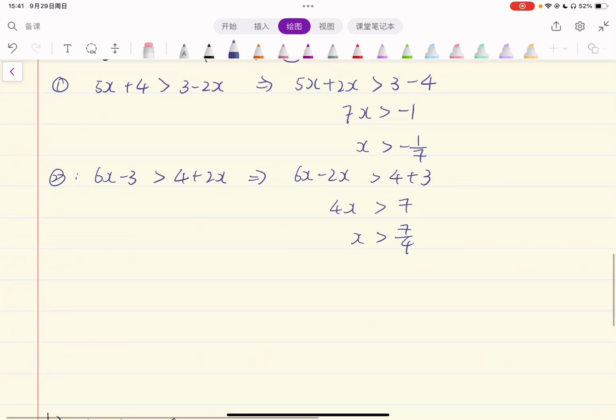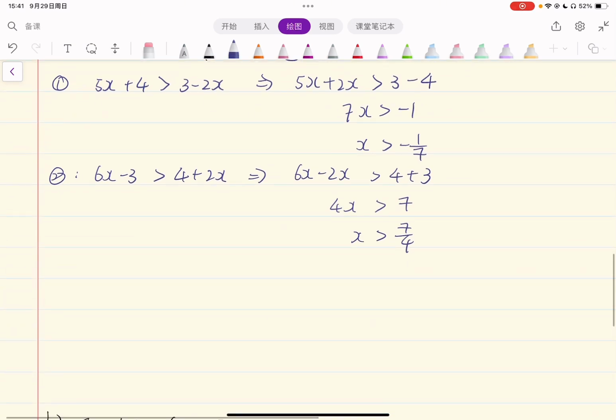So we need to draw a number line. Here we have 0, here is 1. So 7 over 4 is greater than 1, less than 2. So probably over here, I guess. 7 over 4.